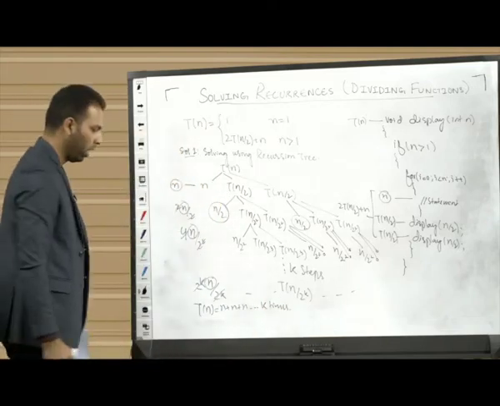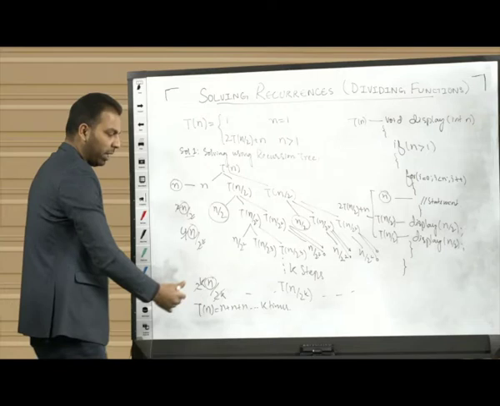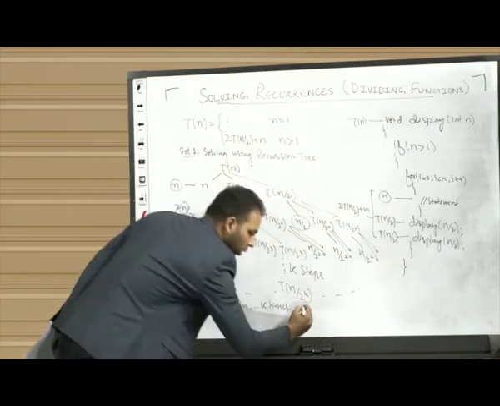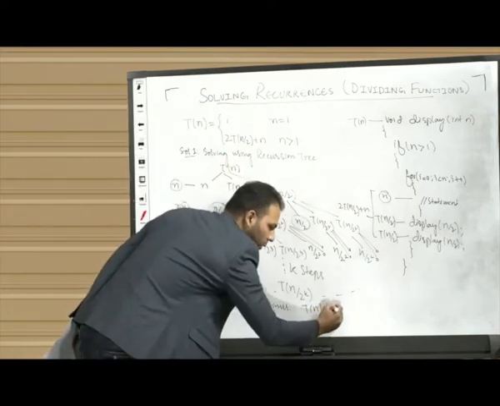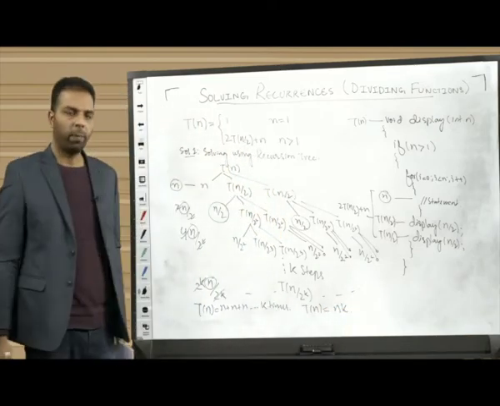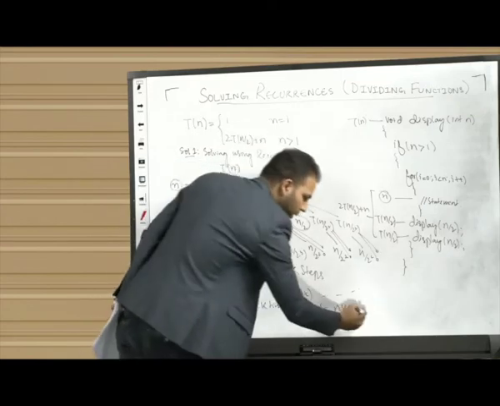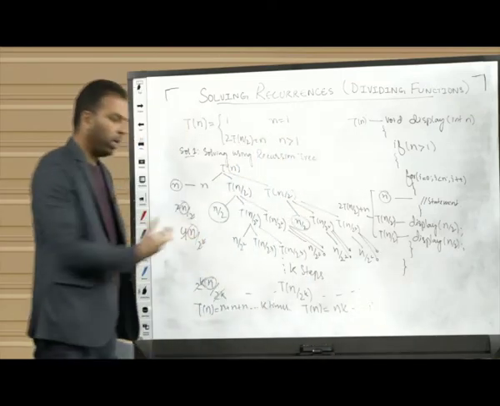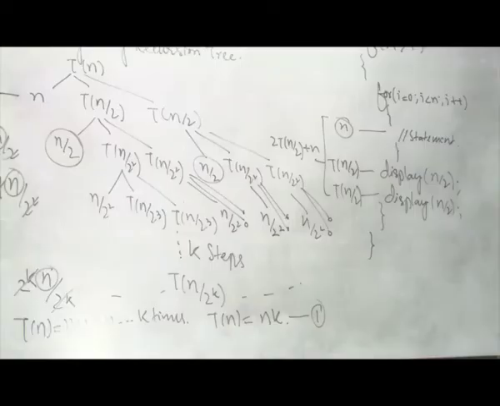Fine. So what does that mean? It means that your t of n will be equal to n k times. Fine. Now this is your equation 1. We have to find the value of k in terms of n. Where will we get that? From here.